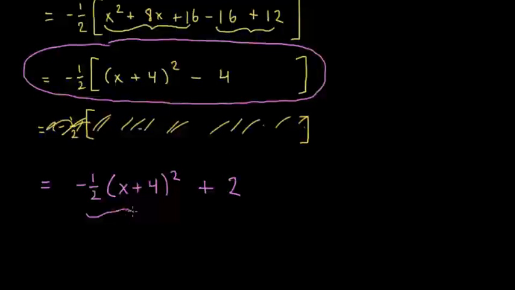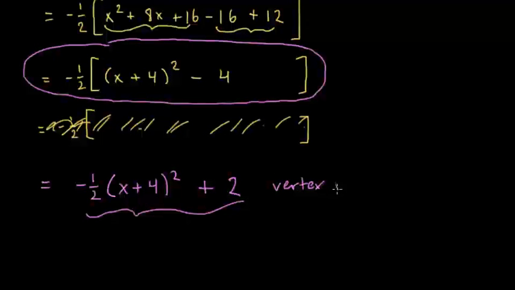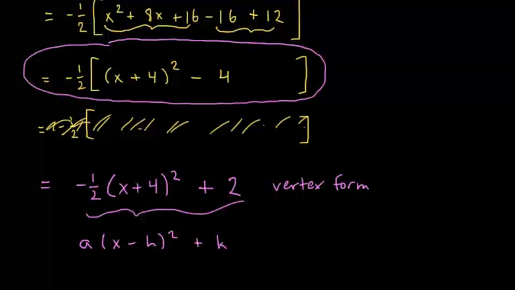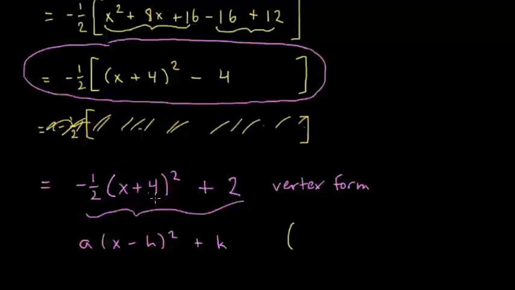So now I can identify the vertex on this vertex form. And just to remind us, let me write this as a times x minus h squared plus k. Notice this is an x minus h. So that means my vertex must be negative 4 and positive 2.